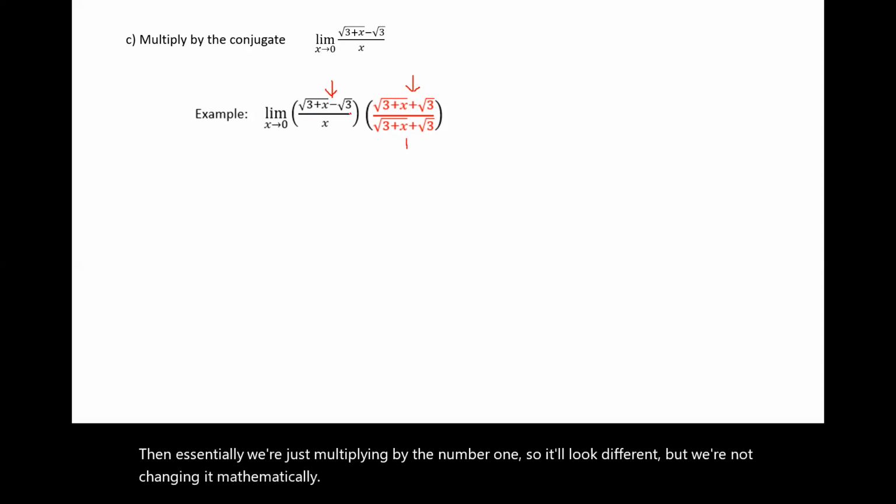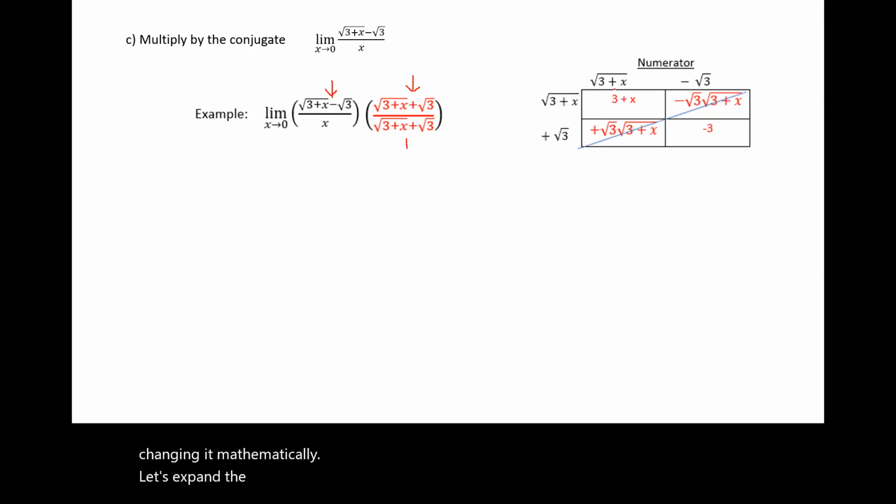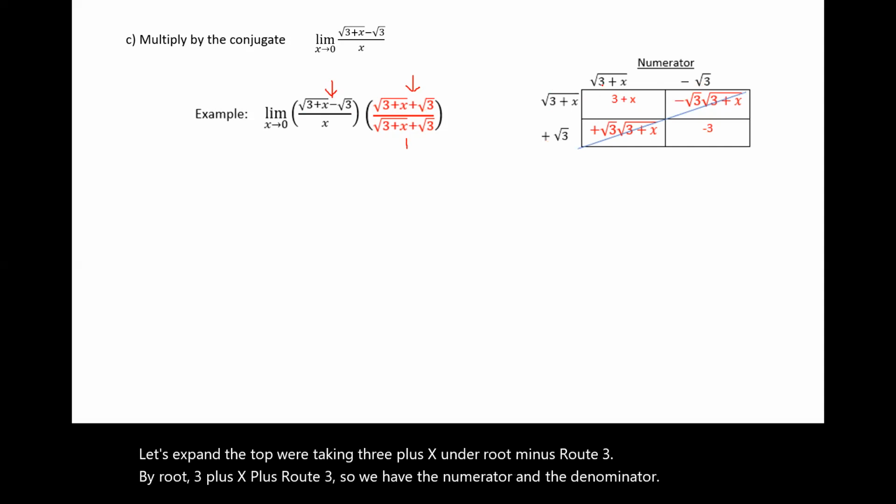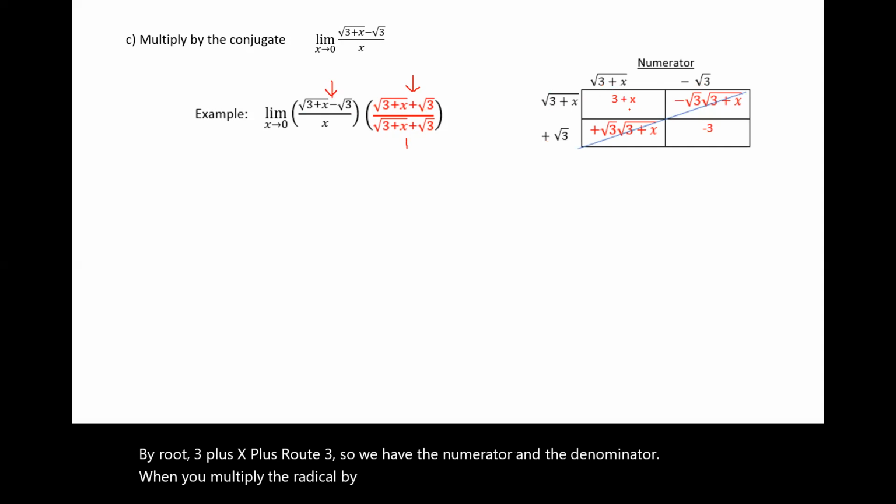Okay, let's expand the top. We're taking root of 3 plus x minus root 3 by root of 3 plus x plus root 3. So we have the numerator and the denominator. When you multiply the radical by the radical, those get eliminated. Root 3 by root 3 plus x, there it is.